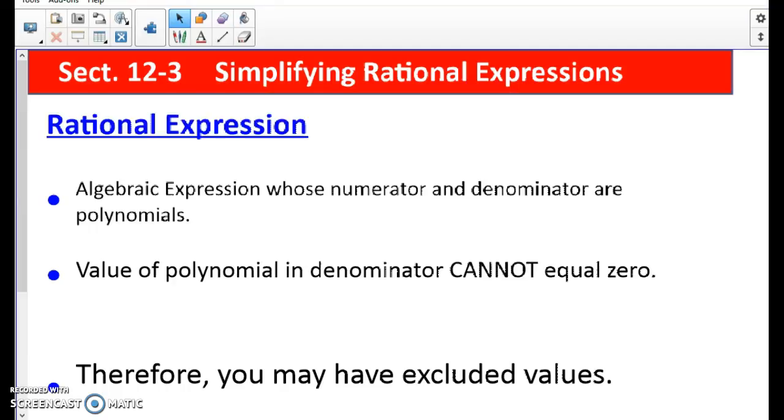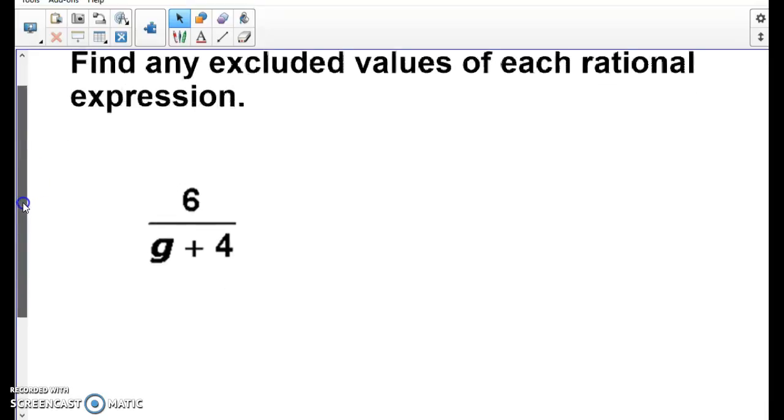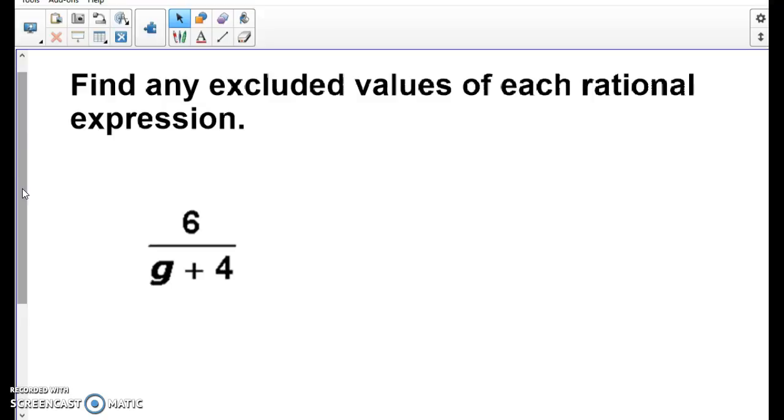Alright, so in this lesson we are reviewing factoring and things like that, and then we're going to simplify by multiplying only. That's the big hint there. And then the first part we'll do is finding any excluded values for the rational expression. And what that means is we're finding any values that are going to make the denominator equal 0. Can't have a denominator equal 0, that's not possible.